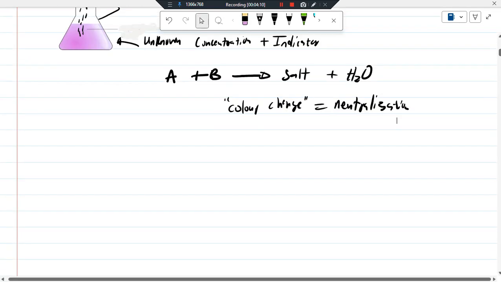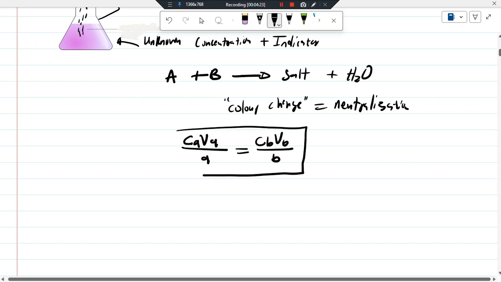With this type of calculation, the equation you use is CA VA over nA equals CB VB over nB. So that's the main equation that they use for the titration. It's this one. And then what else?